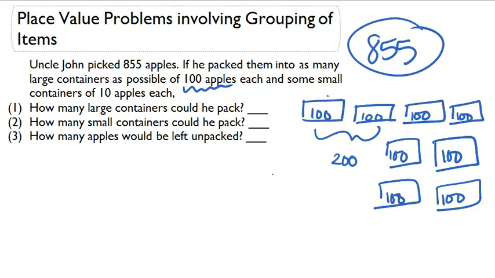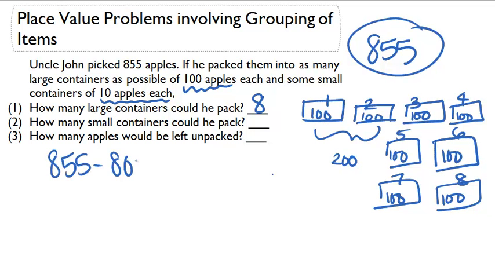Let's count them up. 1, 2, 3, 4, 5, 6, 7, 8. He can pack 8 large containers. Now let's look at the small containers. Each contain 10 apples each. Well, we know that we just stuffed 800 apples in total in these large containers. So we can do 855 minus 800, giving us 55 apples we still need to package.